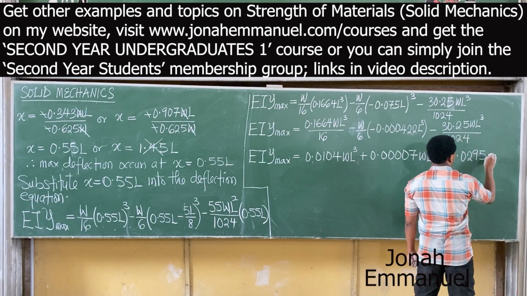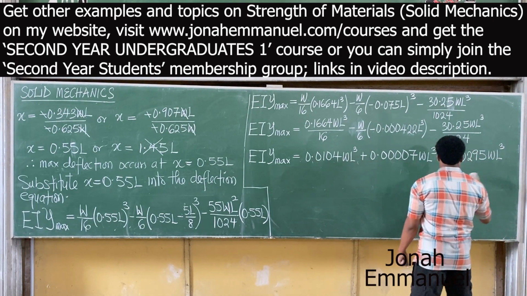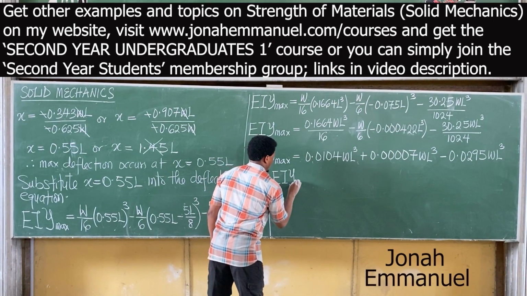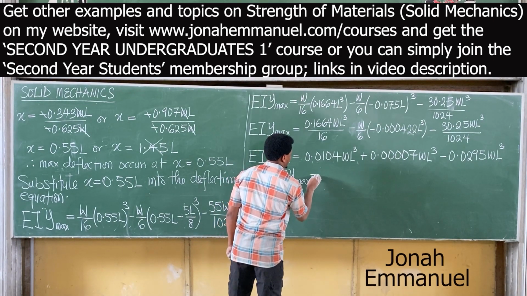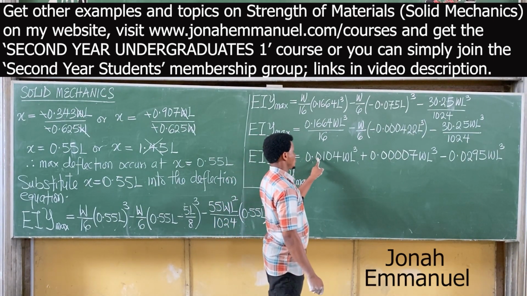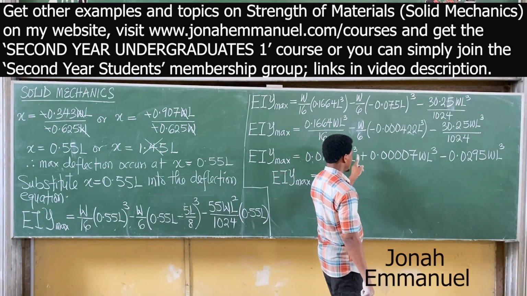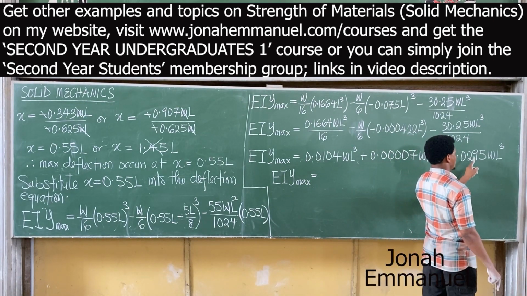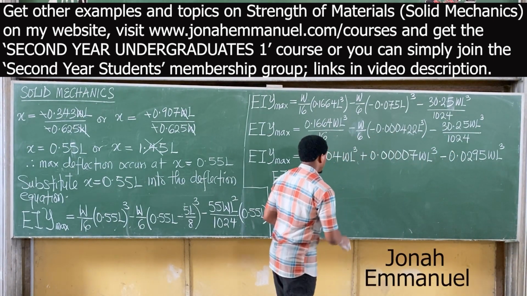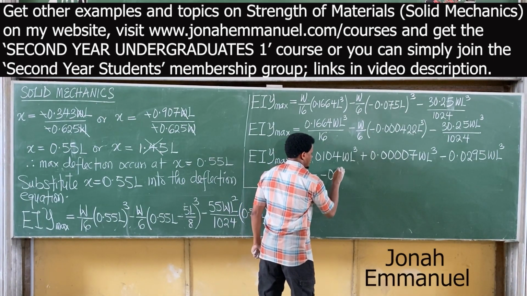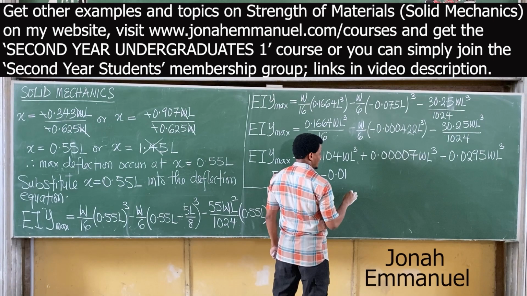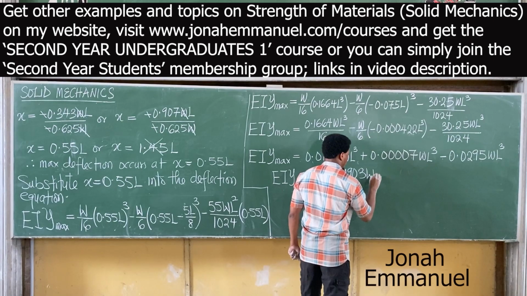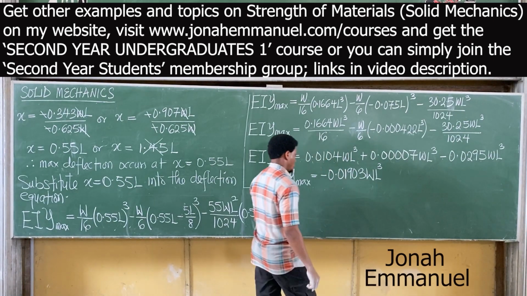0.0295. Then what here? WL cube. They are all in WL cube. So I can have EI Y maximum is equal to, just give me 0.0104 plus 0.00007 minus 0.0295. What do you have? Minus 0.01903. This into what there? WL cube. So I have this.